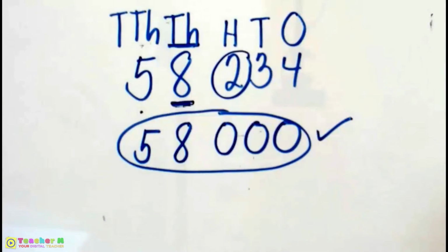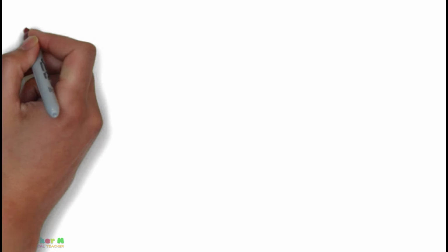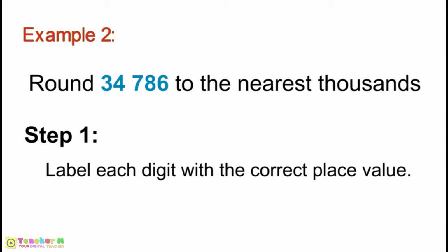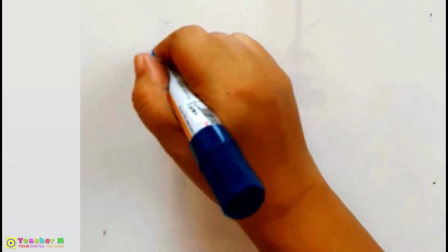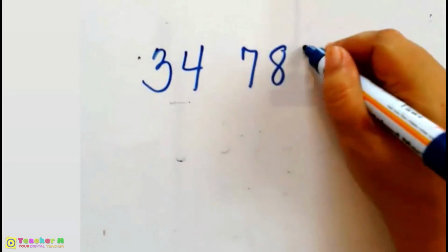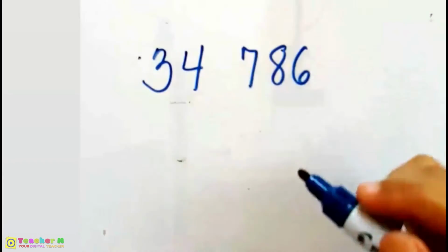Okay. Now, let's take a look at our next example. Example 2. Round 34,786 to the nearest thousands. Step 1. Label each digit with the correct place value. So we will label each digit of the number 34,786 with the correct place value.